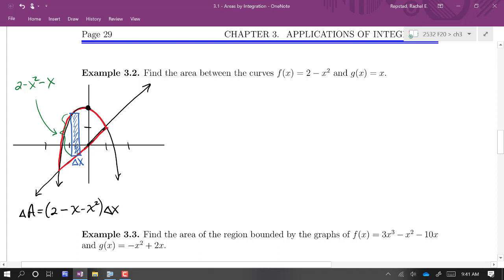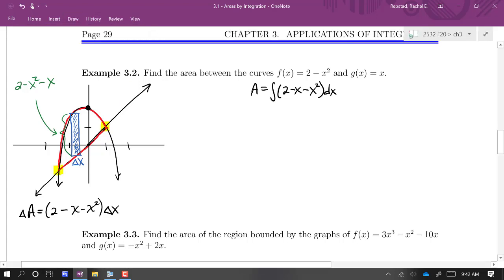Width is delta x. And remember, once I have the area of this sample rectangle, then the integral pretty much writes itself. So the area will be the integral of 2 minus x squared minus x, dx. Delta x turns into dx. The only thing we're missing are the limits, and the limits are going to come from finding these points.